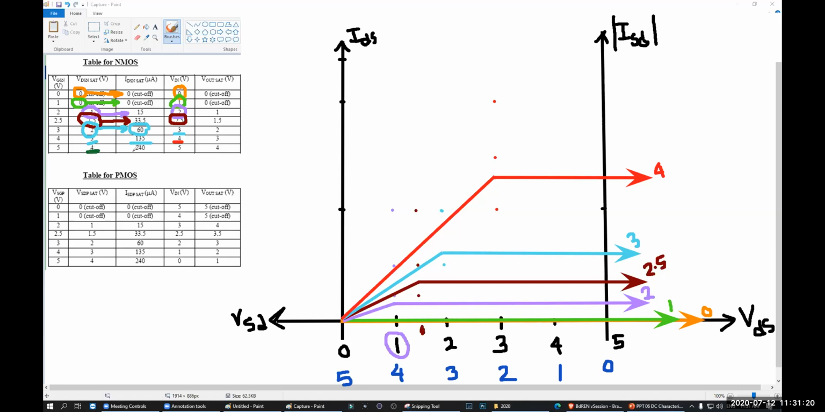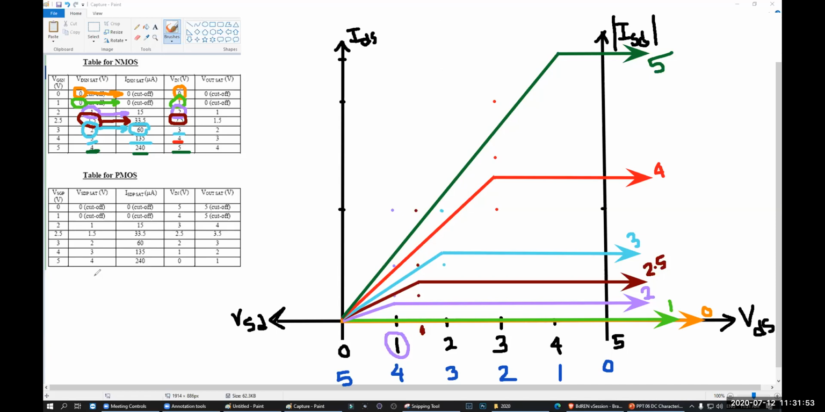Now my VDS is equal to 4. Our current is 240. What is 4? Here is 4. What is 240? Here is 200. 240 must be here. Here is 240. So I'm going to draw my arrow like this, and I'm going to draw a line like that, and I'm going to write the input, that is 5, here like that. Okay, so my NMOS part is completed.